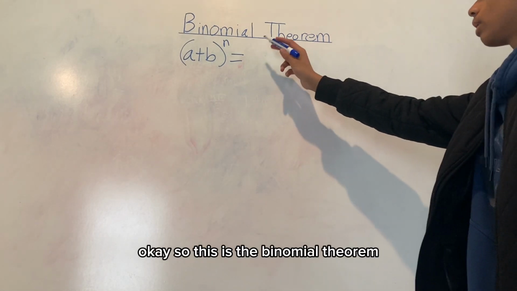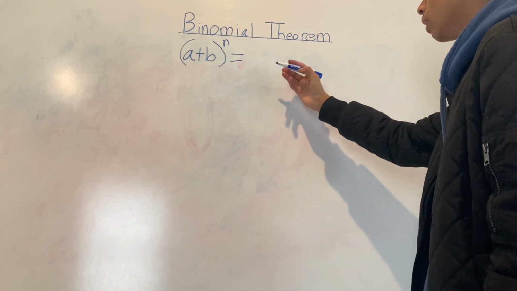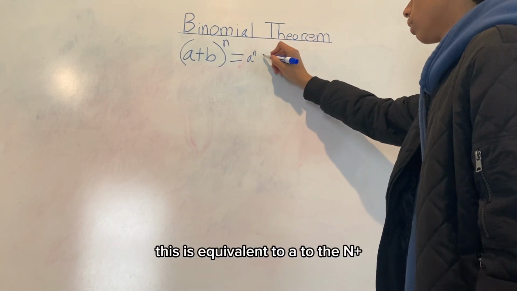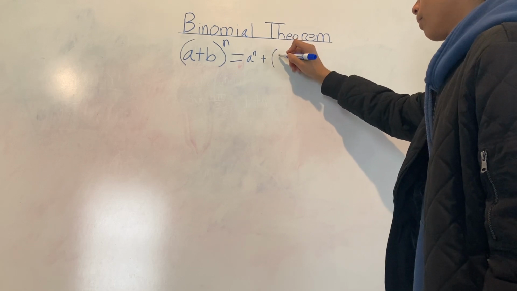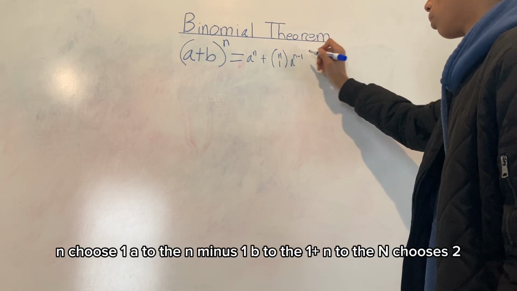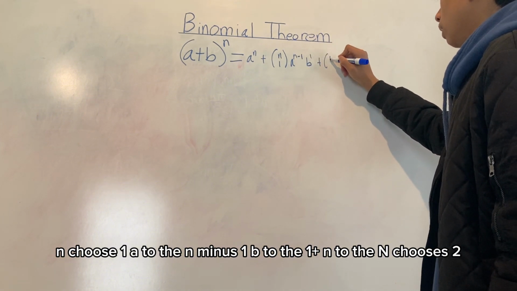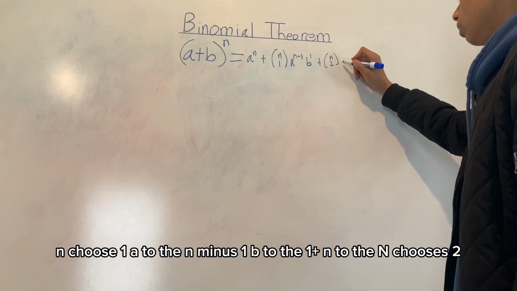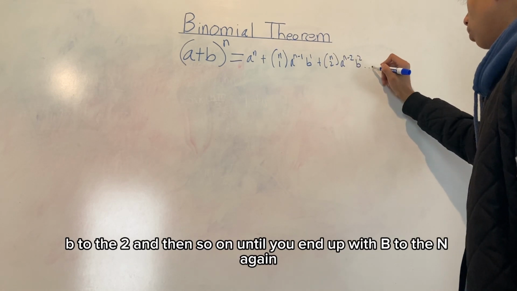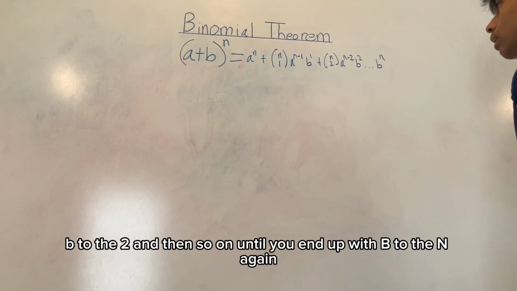Okay, so this is the binomial theorem, and what it states is that for (a + b)^n, this is equivalent to a^n plus n choose 1, a^(n-1) b^1, plus n choose 2, a^(n-2) b^2, and then so on until you end up with b^n again.